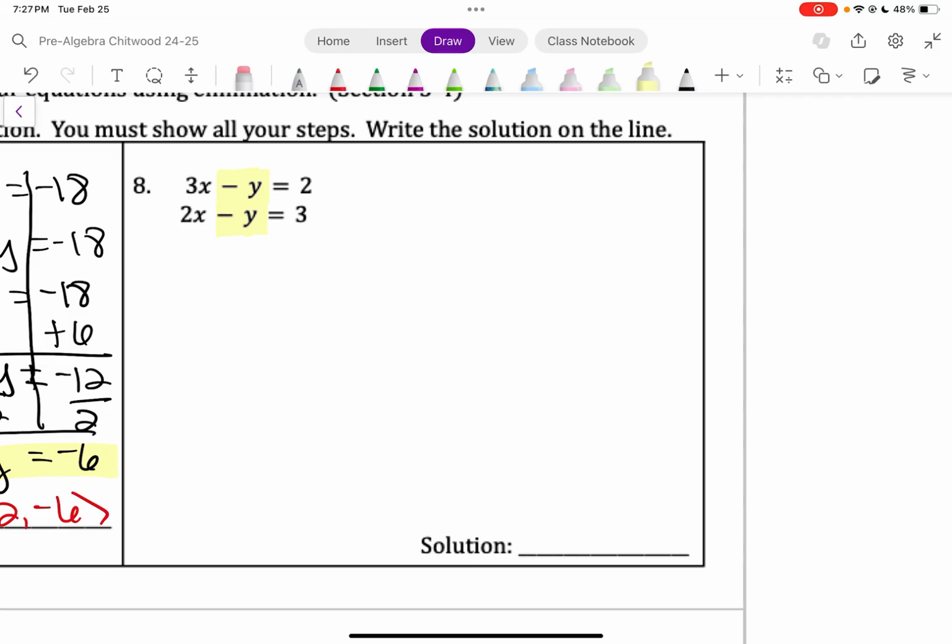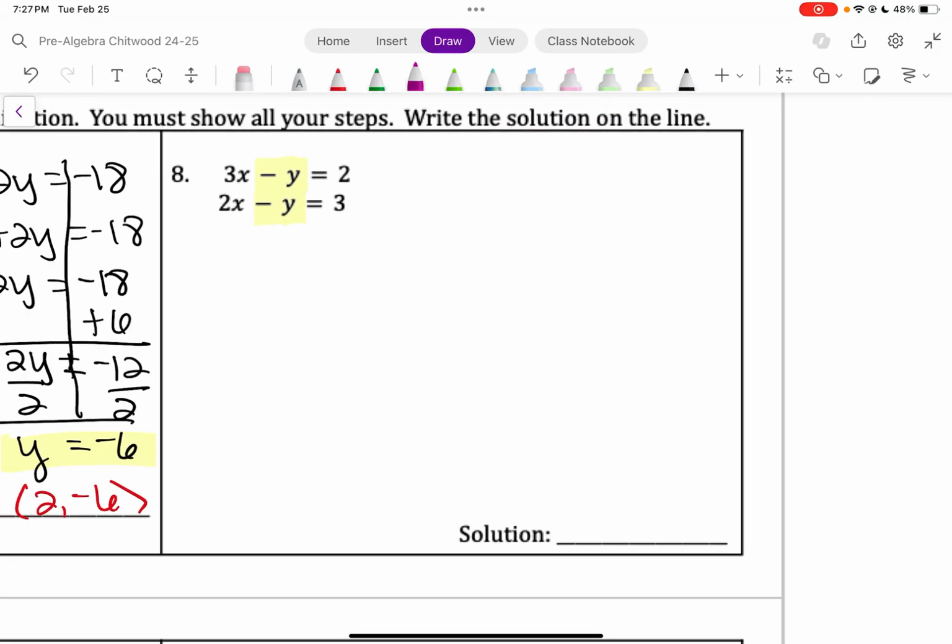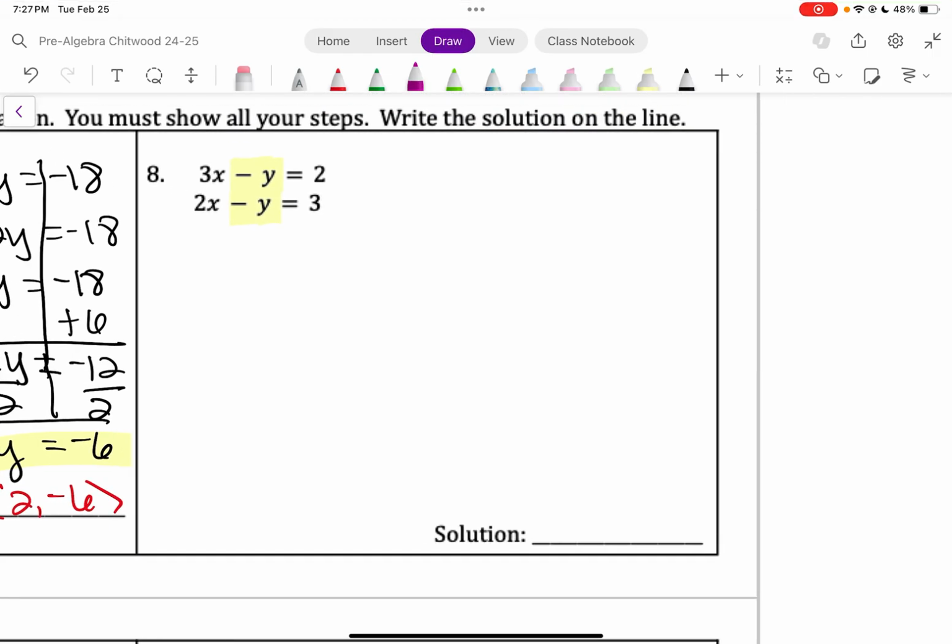However, if I do negative y minus negative y, when you subtract a negative, it just becomes a big plus sign and I add it. So I want to subtract that bottom equation. But when I do that, every term on the bottom switches signs. Positive 2x becomes negative 2x. Negative y becomes plus y. Positive 3 becomes negative 3. We just divided that entire bottom equation by negative 1.